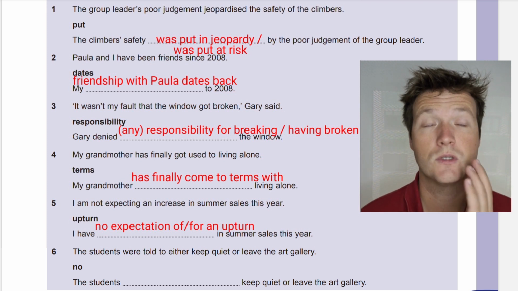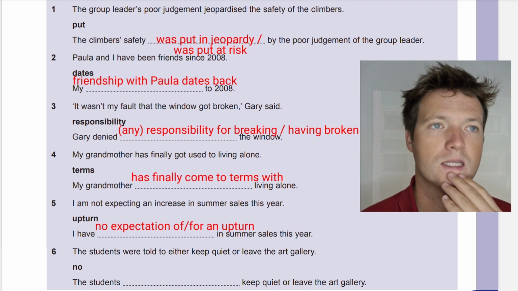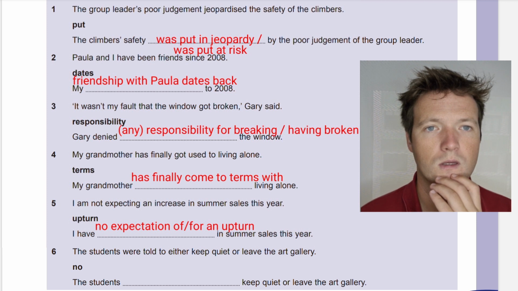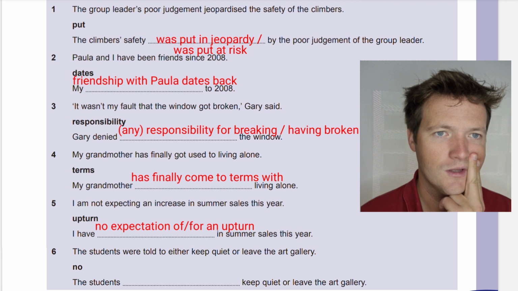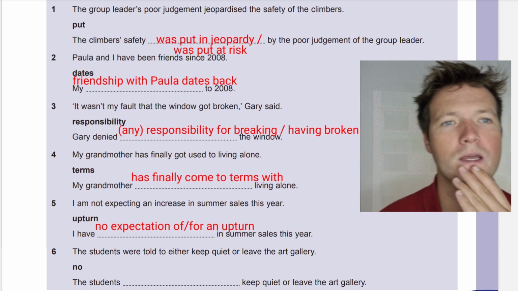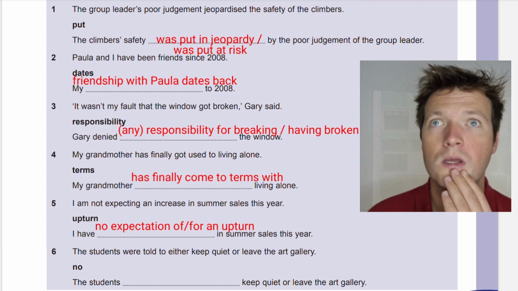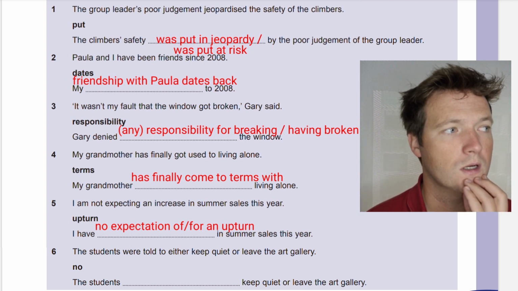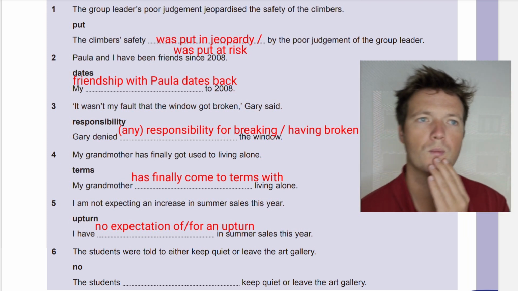So the students, I suppose, if they were told, we could use a passive phrase here, that would be the best option. Were told, were given no option but to keep quiet or leave the art gallery, I think is what I would say. They were given no option, they were given no choice. I think those are the only two possibilities.